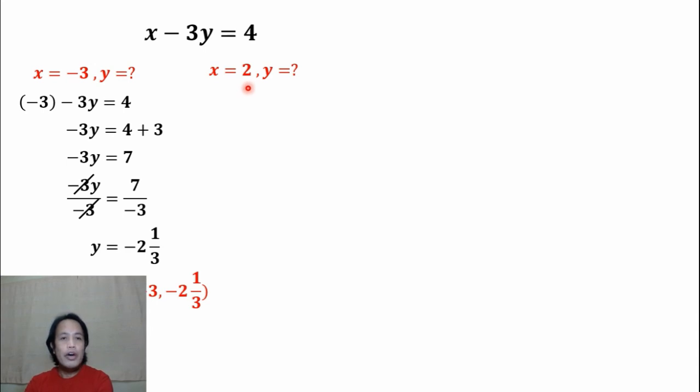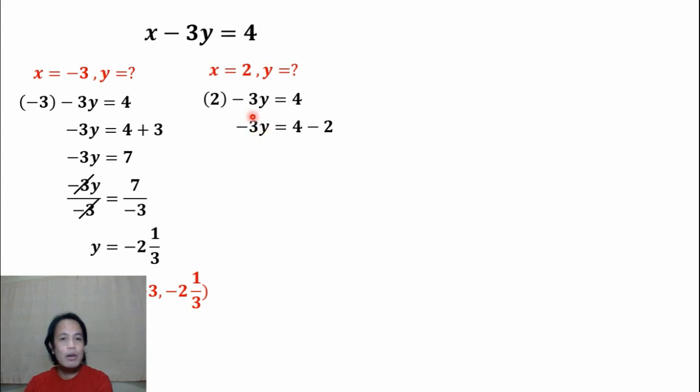Now for the second point, if x is positive 2, we will solve for y. So, the same process. We substitute the value of x, which is 2. We copy 2 minus 3y equals 4. Then, since this is positive, this time, we need to use subtraction property of equality. So, this is minus 2. Of course, we will also subtract 2 at the right side. So, 2 minus 2 is 0.